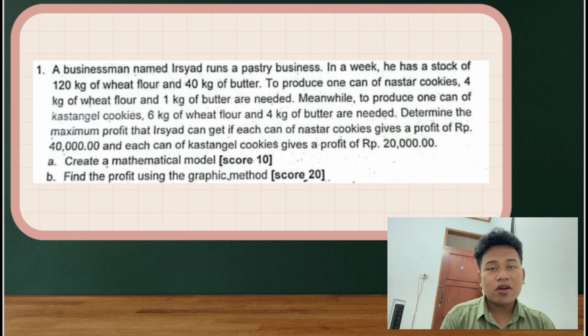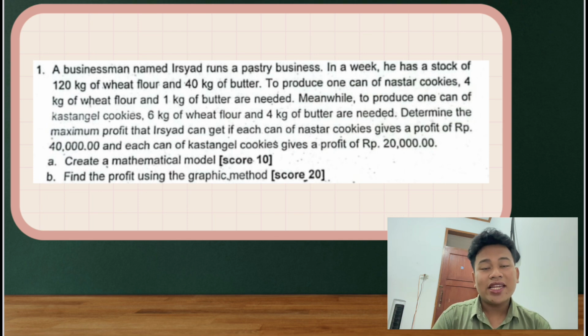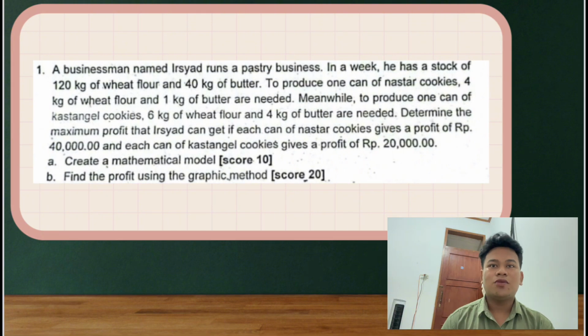Determine the maximum profit that Irshad can get if each can of Nastar cookies gives a profit of 40,000 and each can of Castangle cookies gives a profit of 20,000. Okay, in point A, create a mathematical model, and point B is find the profit using the graphic method.